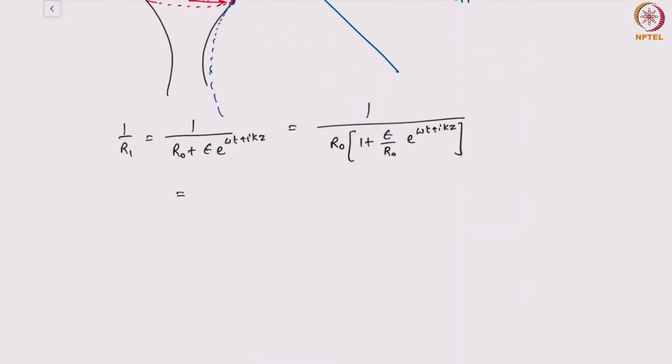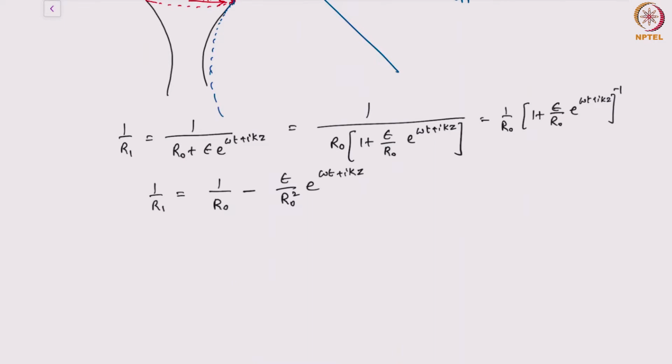This is 1 by R0 into 1 plus epsilon by R0 e power omega t plus i k z, whole power minus 1. And now I can do binomial expansion and retain only the leading order terms, or only the linear terms. What do I get? I get 1 by R0 minus epsilon by R0 square e power omega t plus i k z.